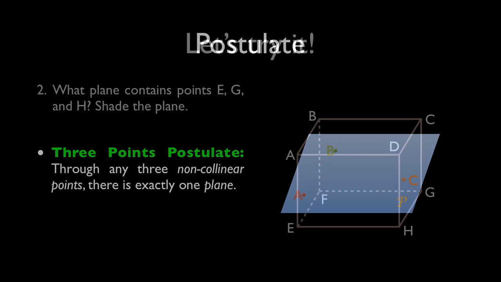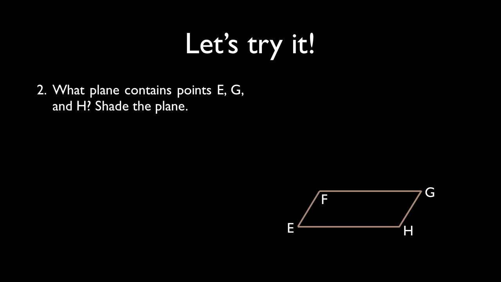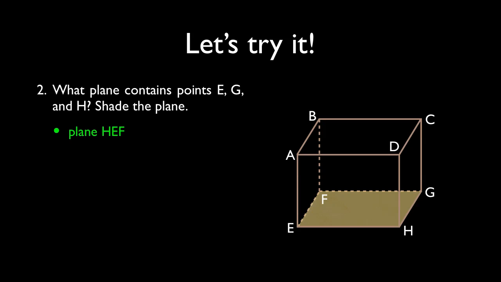So let's try this one. What plane contains points E, G, and H? Shade the plane. Once again, let's simplify things. Points E, G, and H are across the bottom down there. So we can now see the plane and we can shade that in. And what plane is that? That's plane HEF, or plane EGH. However you want to name it, any 3 non-collinear points names a plane, right?